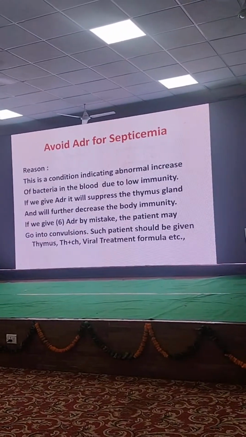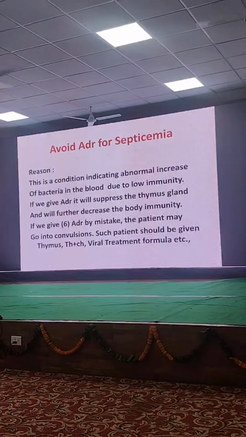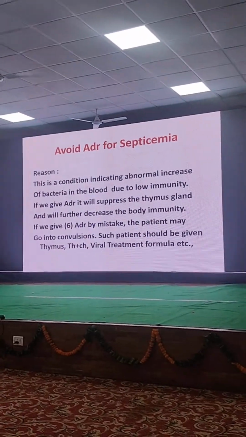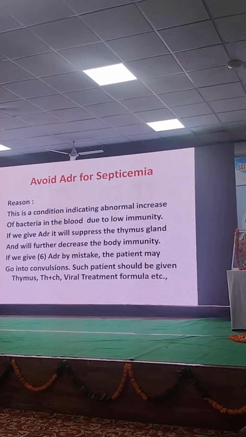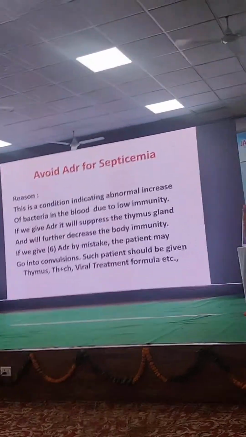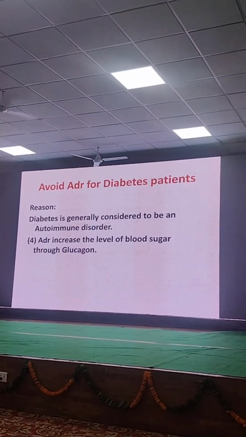If we give area, it will suppress the thymus gland and will further decrease the body immunity. If we give 6 area by mistake, the patient will go into convulsion. Such patients should be given thymus plus this viral treatment for night. Avoid area in diabetes patients. Already we have said.